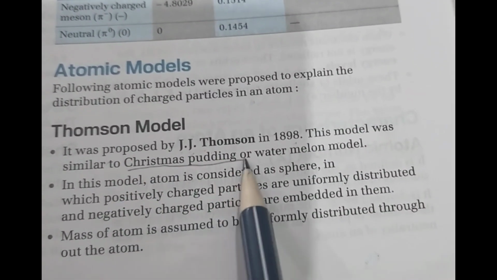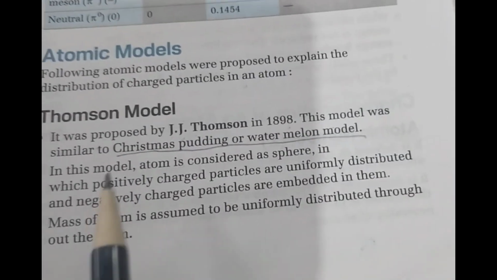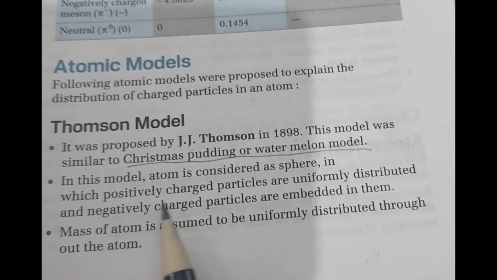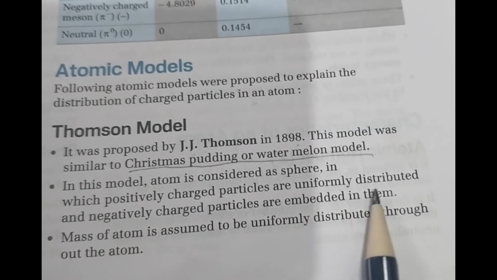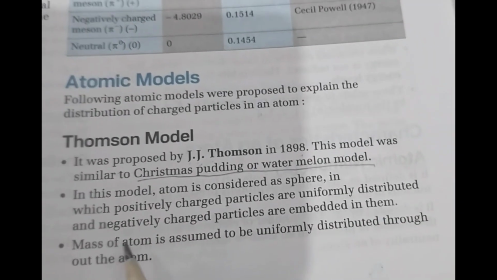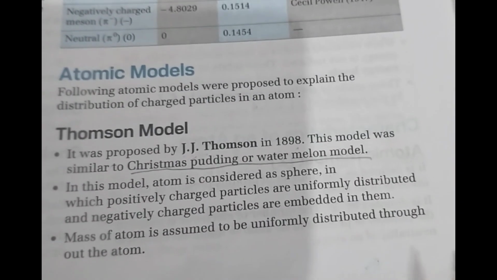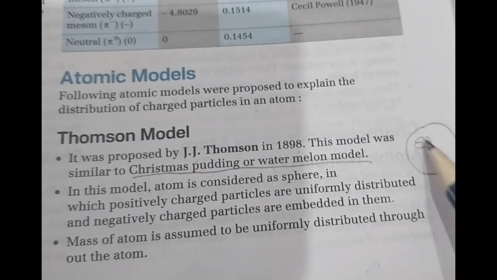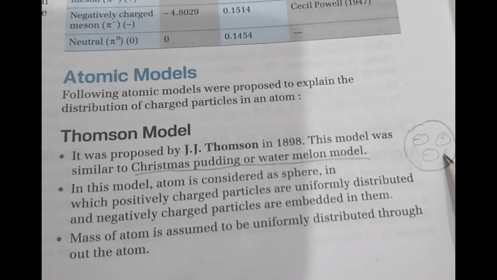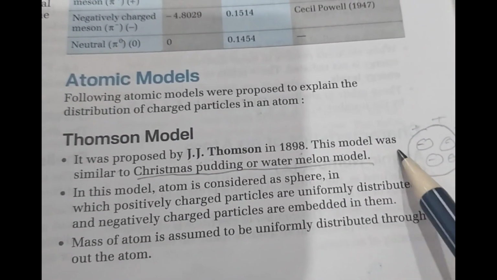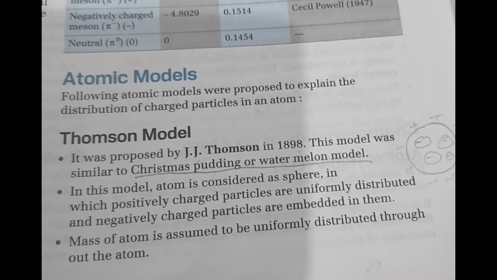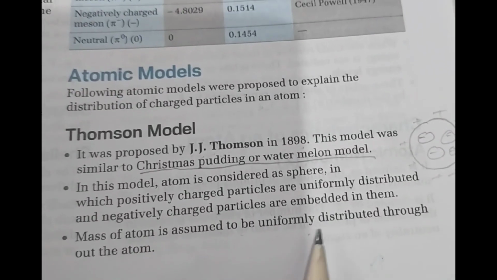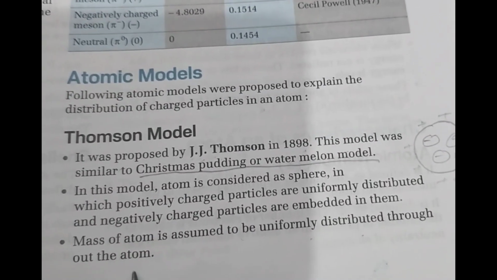They can ask the other name for this model, right? In this model, the atom is considered as a sphere in which positively charged particles are uniformly distributed and negatively charged particles are embedded in it. Negatively charged particles are like this, embedded in it, and the positively charged part is uniformly distributed. The mass of the atom is assumed to be uniformly distributed throughout the atom.